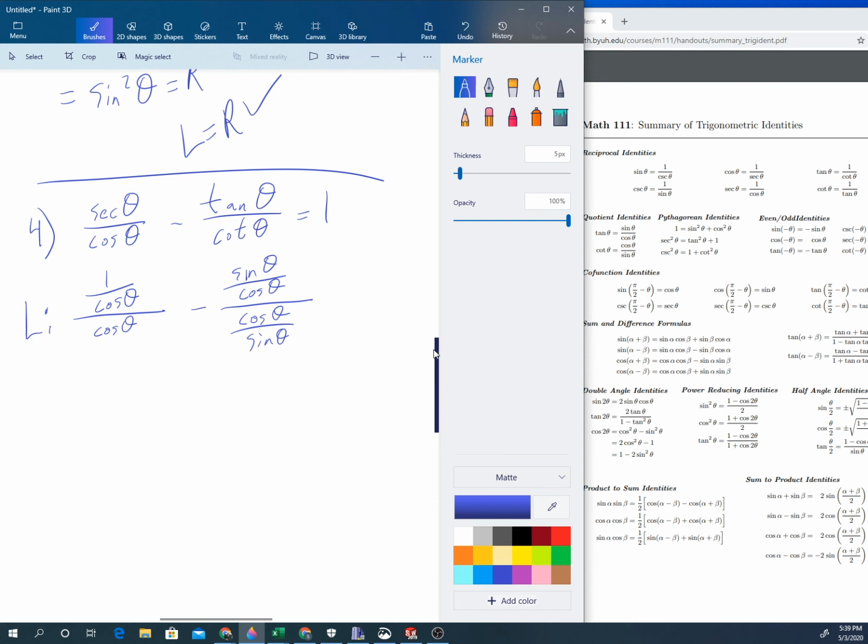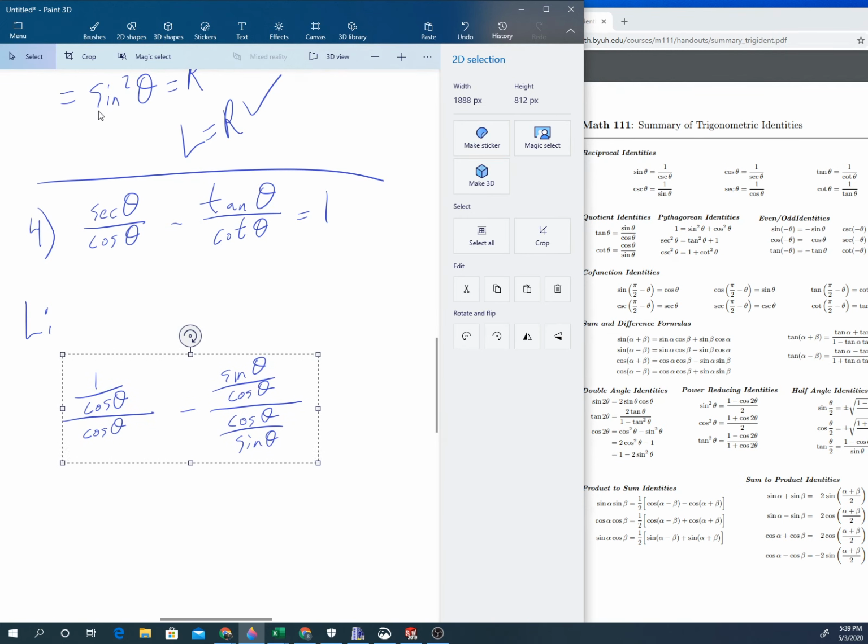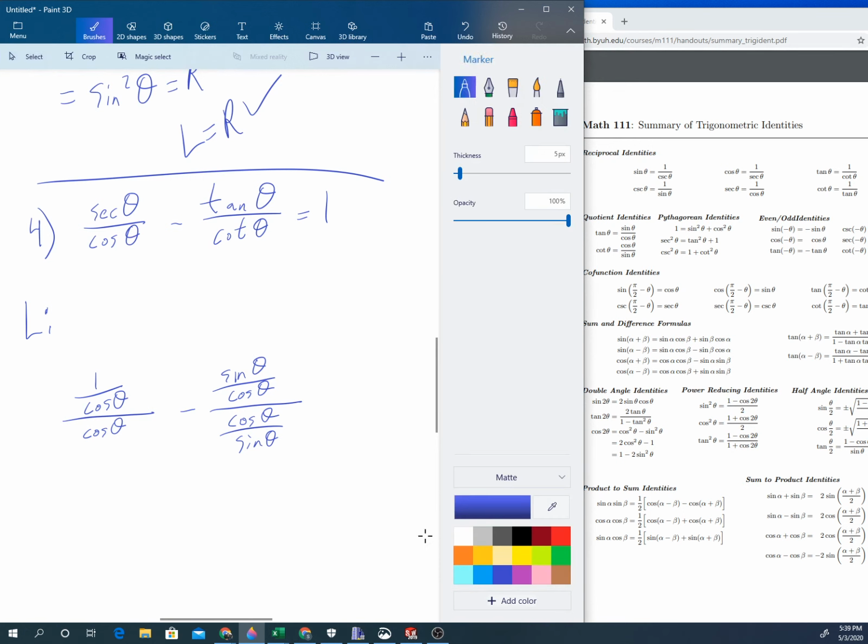And I should have established, actually, look at me breaking my own rules. I should have written down the more complicated side first. But I'm going to cheat because I'm using technology. That I am starting with the left side, which was secant theta over cosine theta minus tangent theta over cotangent theta. That left side is definitely more complicated. Alright, so I've got some cleaning up on my fractions to do before I can start even thinking about combining them. So I'm going to use my little sister rule.